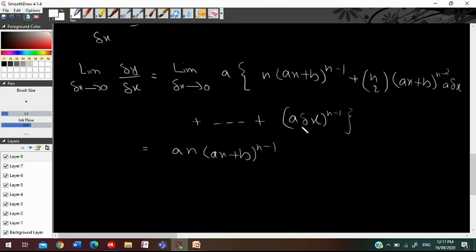So this is the end. This whole part, limit del x approaches 0 of del y by del x, is equal to dy by dx. Now we have dy by dx equal to a multiplied by n into (ax plus b) whole power n minus 1. Now this is the solution of your first example.